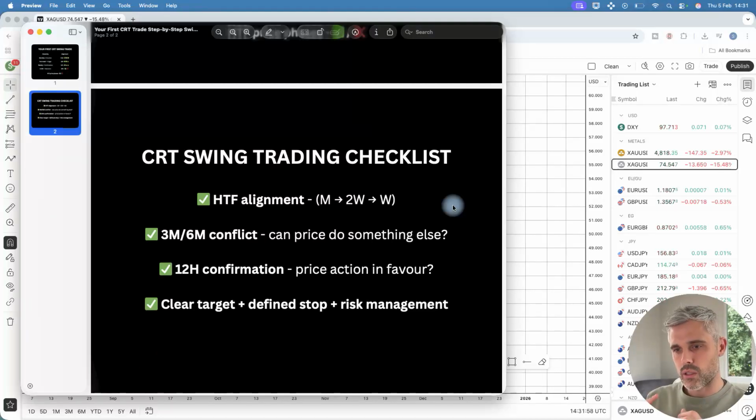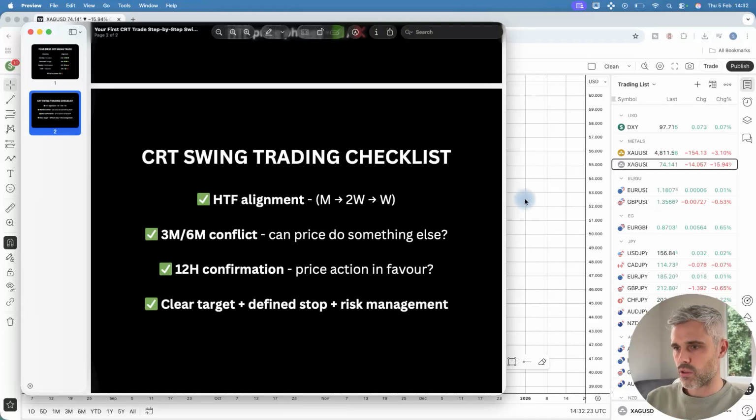Then lastly, do you have a clear target that is dictated by your higher time frame analysis? And then, do you have good risk management? Are you entering the trade at the right place? And are you setting your stop loss in the right place so that if your trade invalidates, you're out of the market? Because losses are fine as long as they are good losses based on the right logic.